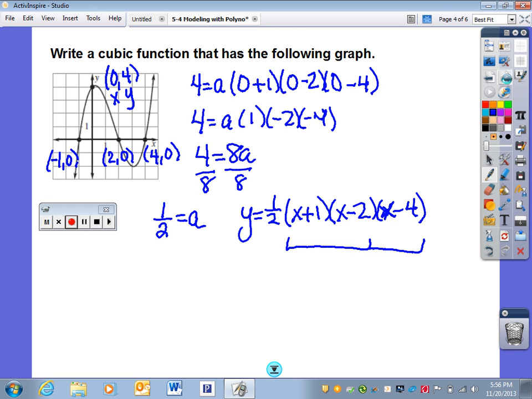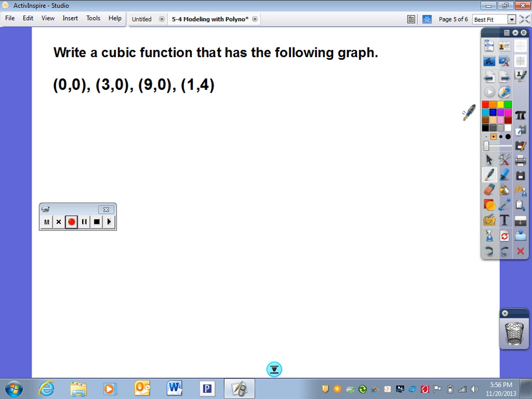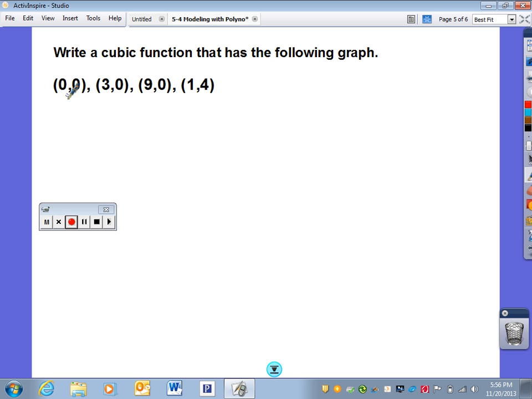Let's do another example. So this time we are given the points. So we have the points 0, 0, 3, 0, 9, 0, and 1, 4. Now we can tell that 0, 0, 3, 0, and 9, 0 are our zeros, or also called our x-intercepts, because we know that the y value at that point is 0. So these will be our intercepts, and the 1, 4 will be the other point that we use to solve for a.